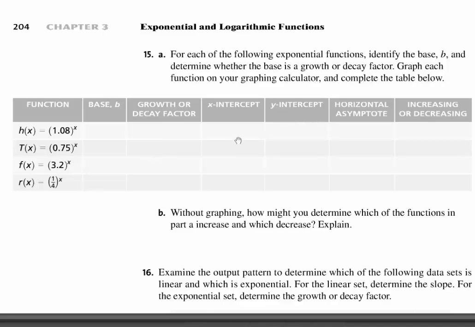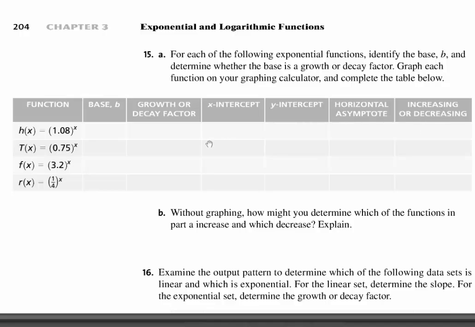For x-intercept, they're all going to be none. None of these will cross the x-axis. For the y-intercept, they're all going to be (0, 1). When I substitute in 0 for any of the values of x, I'm always going to get 1 for an answer. Anything raised to 0 is always going to result in the answer of 1. The horizontal asymptote for all of these will be y equals 0. And if we have growth, the function is increasing. If we have decay, the function is decreasing.